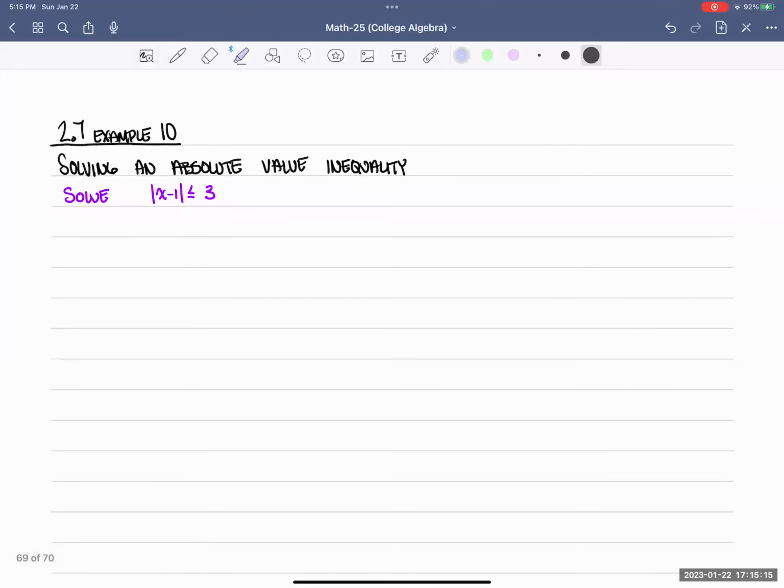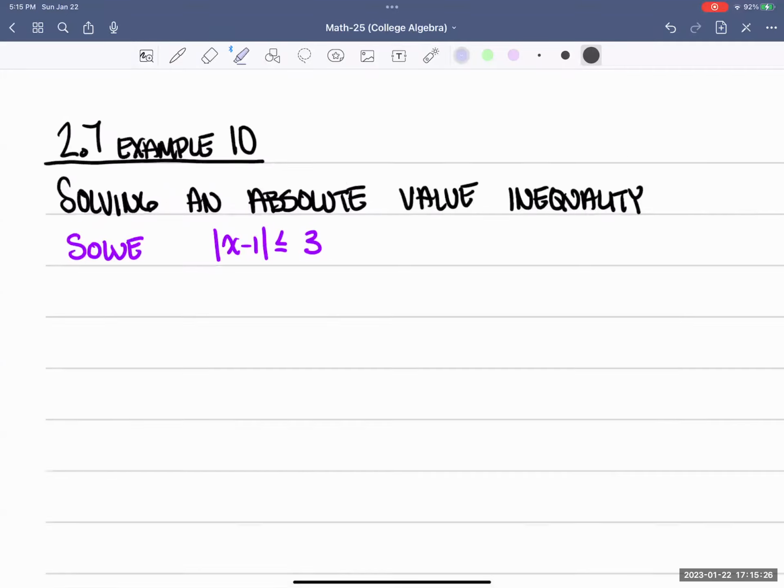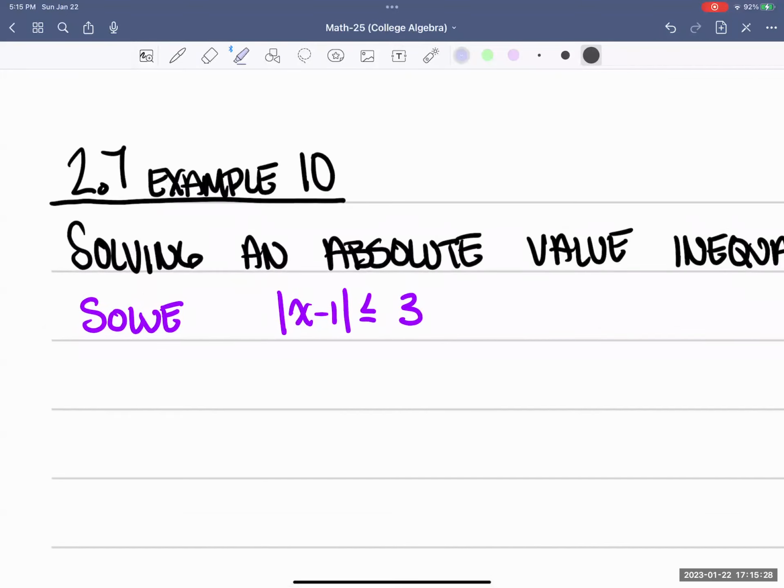Section 2.7, example 10, solving an absolute value inequality. Solve the absolute value of x minus 1 less than or equal to 3. All right, so there's two things I want to talk about.